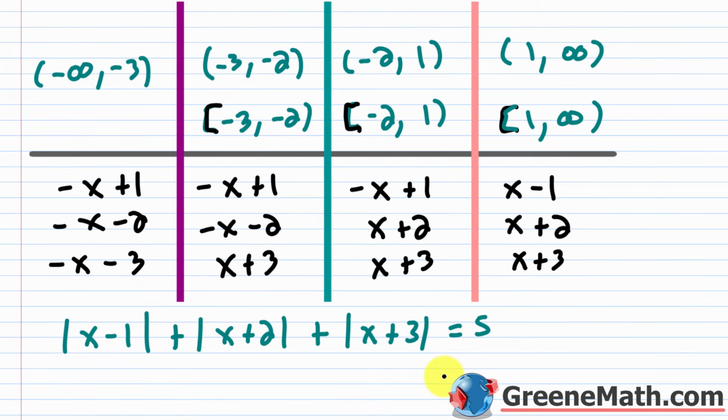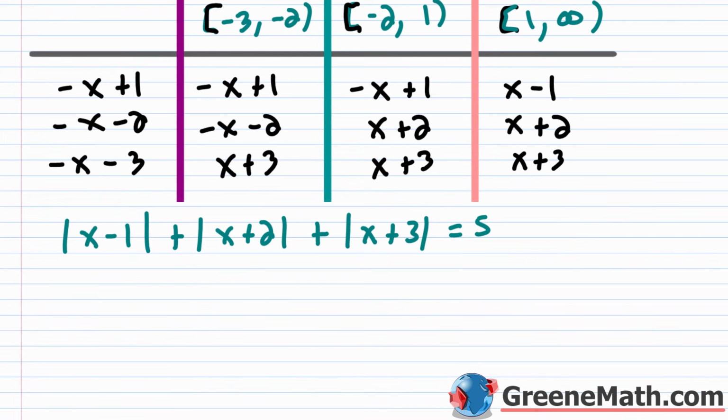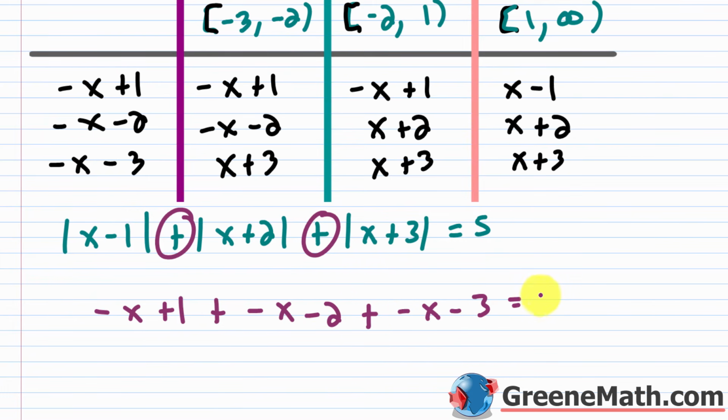So let's go through and consider what's going to happen. We're going to see something interesting because -3 is going to be a solution when we get in here, and also when we get in here. Okay, so let's come down here and think about the first scenario. All of these guys are negative. So -x plus 1. These are all plus signs. So we'll say plus -x minus 2, and then plus -x minus 3, and this equals 5.